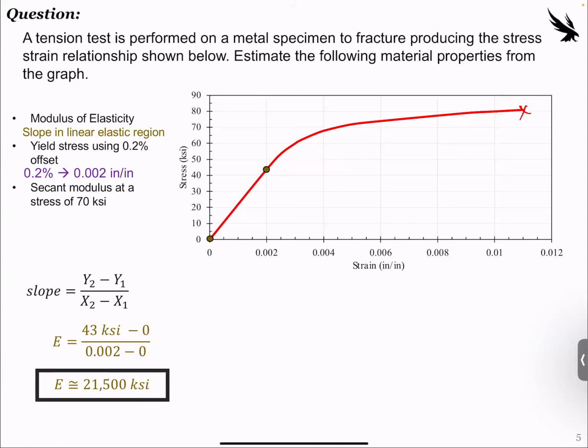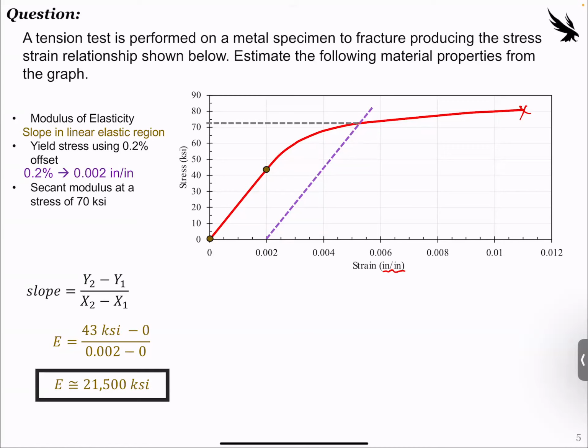Now the yield stress using the 0.2% offset method, remember what the 0.2% offset is. First we look at our x-axis and we are in inches over inches. So we need to convert this 0.2% back into the units that we can use here. So we divide this by 100. So we find 0.002 inches over inches on our scale, and we follow using the same slope as the Young's modulus until that intersects with our actual stress strain line.